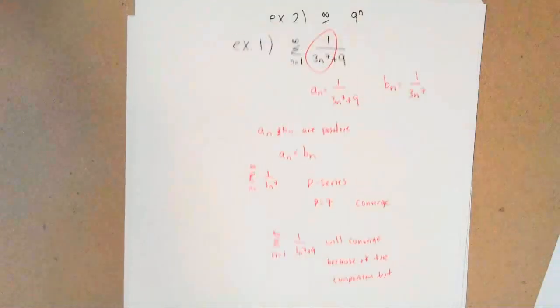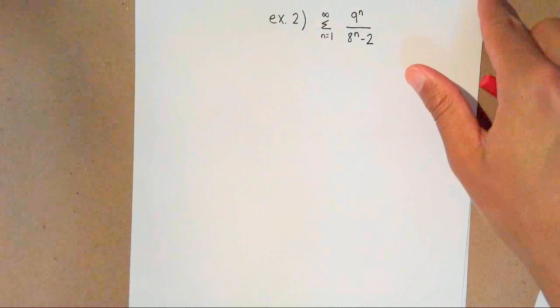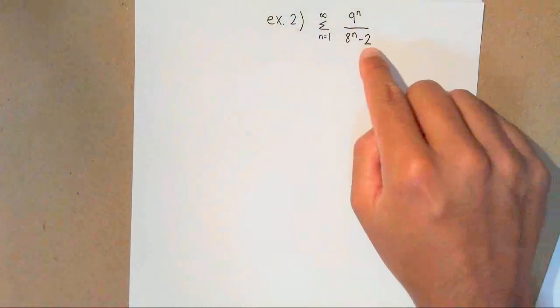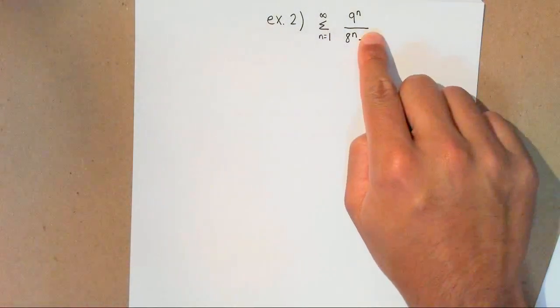Okay, so moving on to the next example. Look at it. Think about it. What are we working with? What could I compare this to? If you think about the garbage rule, what you don't really care about is that minus 2, so just cover it up. Now you have 9 to the n over 8 to the n.